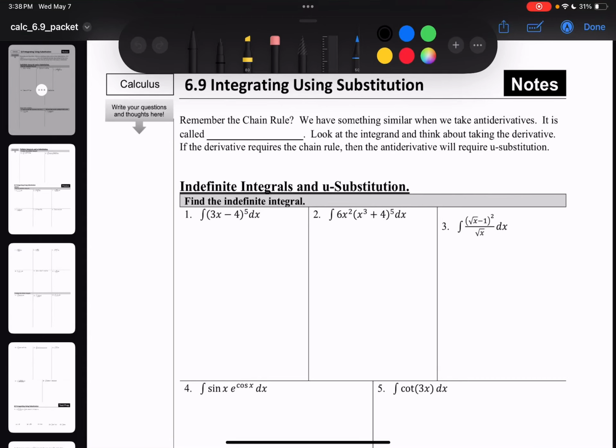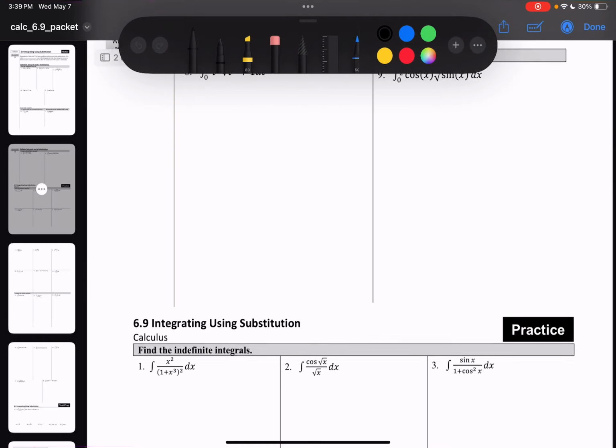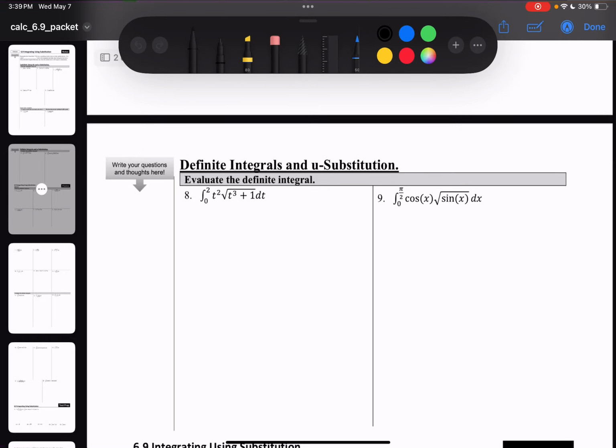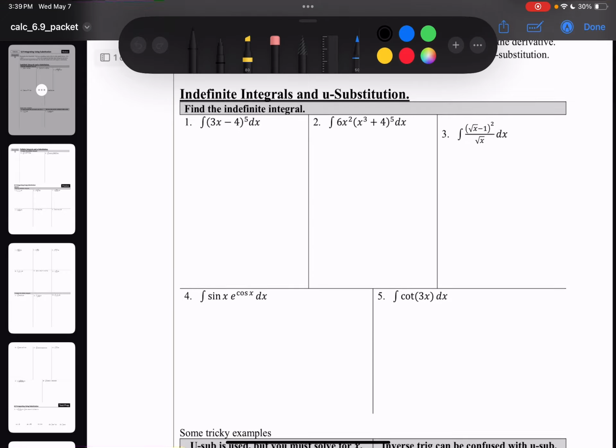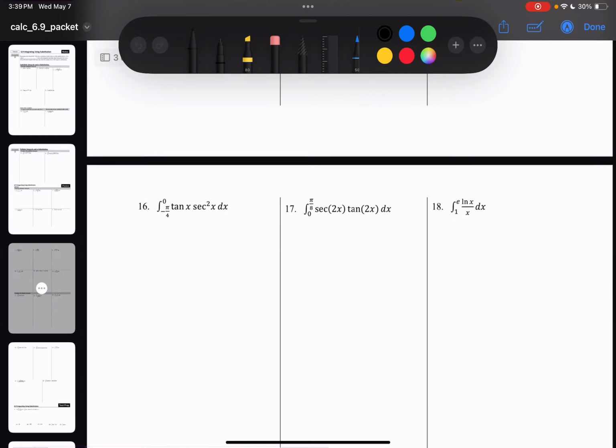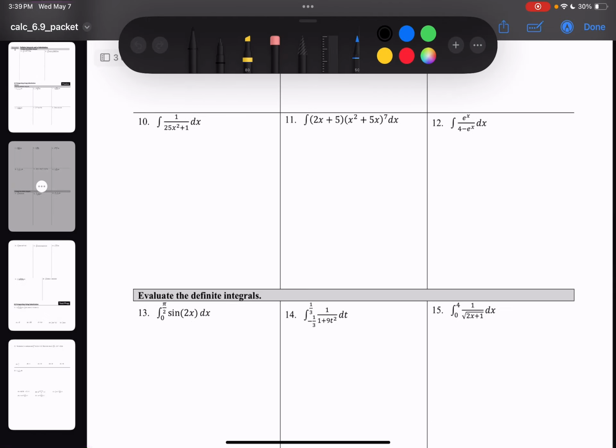Hey guys, today we're going to be reviewing 6.9, integration with substitution. In this session we're going to solve some exercises, some of which are definite integrations like this, and some are indefinite integrations like this. Then we might do some extra questions, which are higher order thinking questions. So let's get right into it.